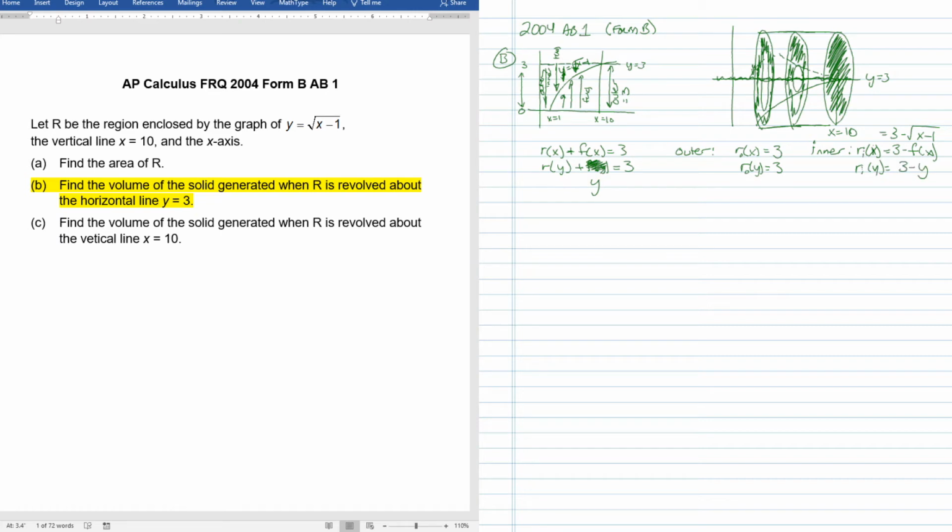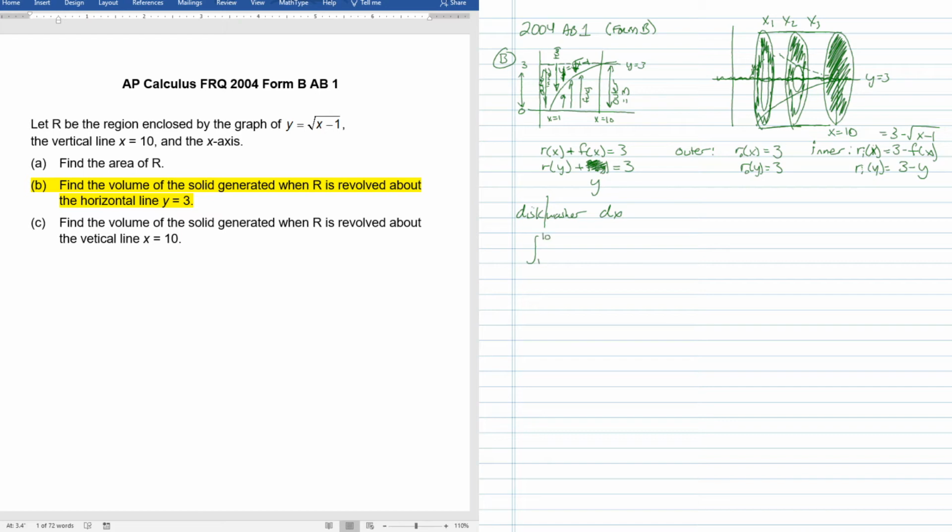Therefore, if I'm supposed to find the volume generated, my integral for the disk washer method, since I'm stacking them this way, which means they're all dependent upon what value of x I'm at, which makes this a dx problem, it's going to be the integral going from 1 to 10.